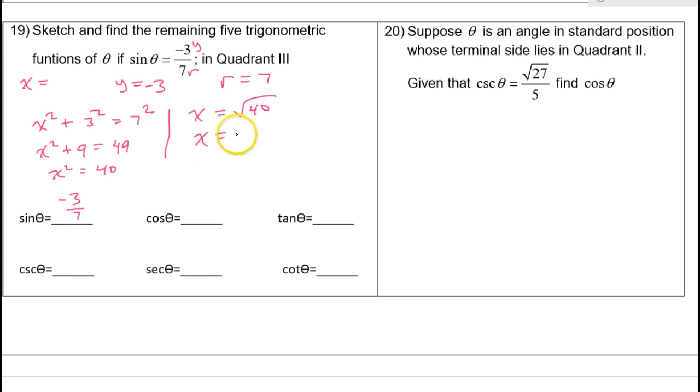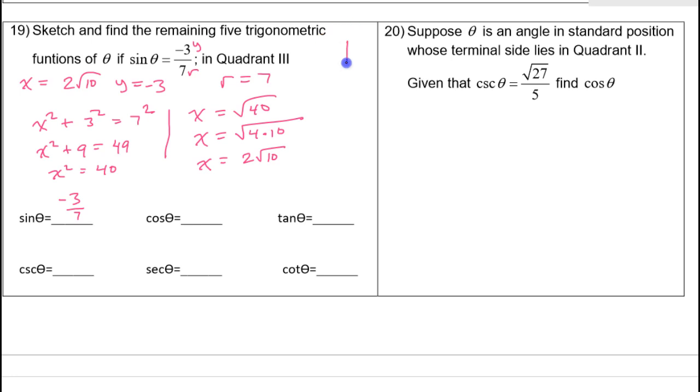Okay, so that's going to be the square root of 4 times 10. So that's going to be 2 radical 10. So x is 2 radical 10, but be careful. The Pythagorean theorem is always going to give you a positive answer. You have to decide for yourself whether or not this should be negative. And that's determined by the quadrant.